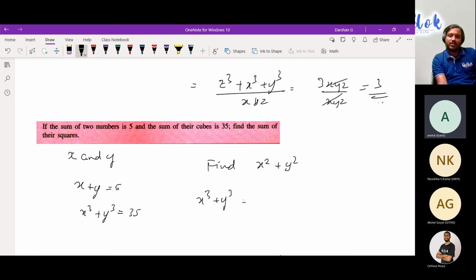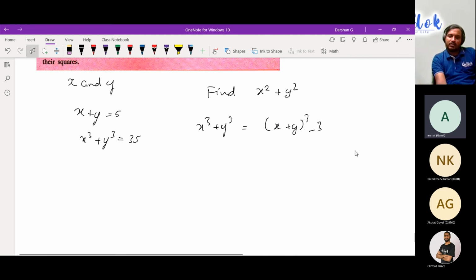What is the x cube plus y cube formula, Akshat? x plus y the whole cube, right? No, you want x cube plus y cube? Yes, sir. x cube plus y cube will be x plus y into x square plus y square minus xy. Or else there is one more formula. I think you have to look at that formula.